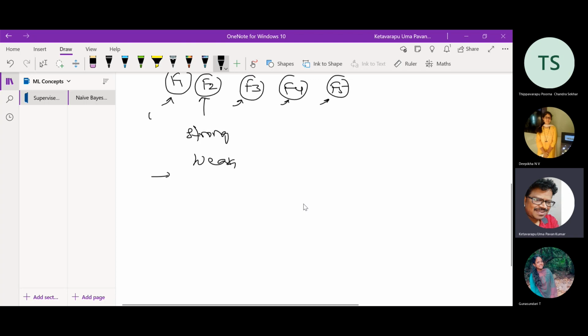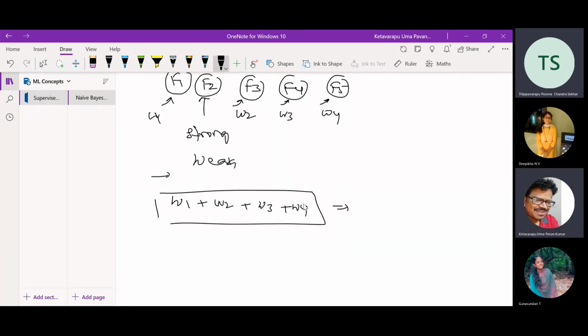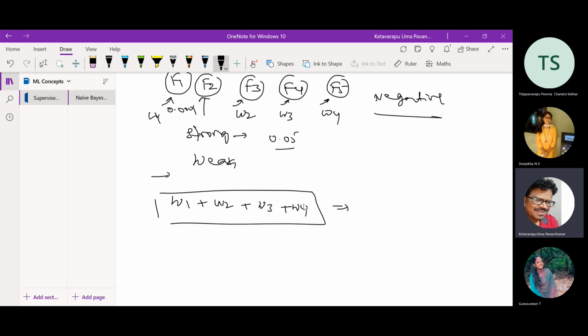If I am adding all these weak contributors, tell me, friends, whether I am getting the impact or not, overall impact. Weak contributors, weakly contributing. Of course, yes, maybe I can say strong means some 0.05 effect is there, and here I may get 0.001, 0.002, like that.